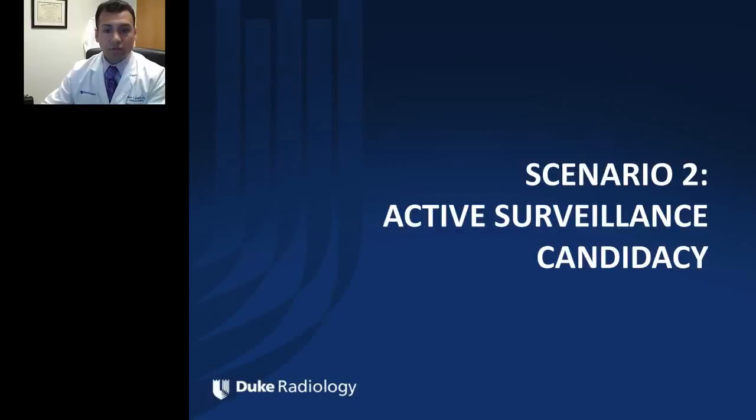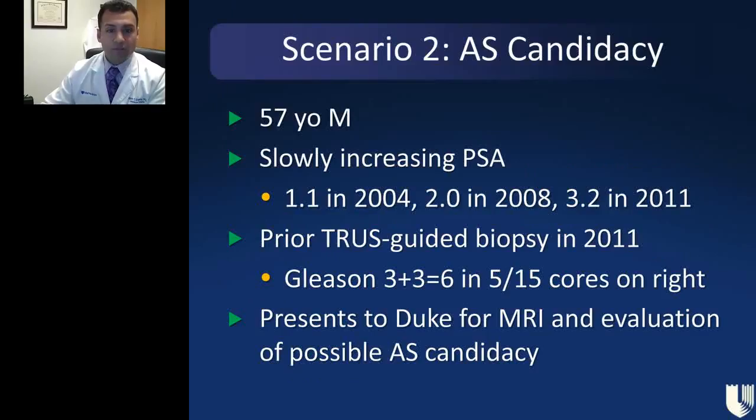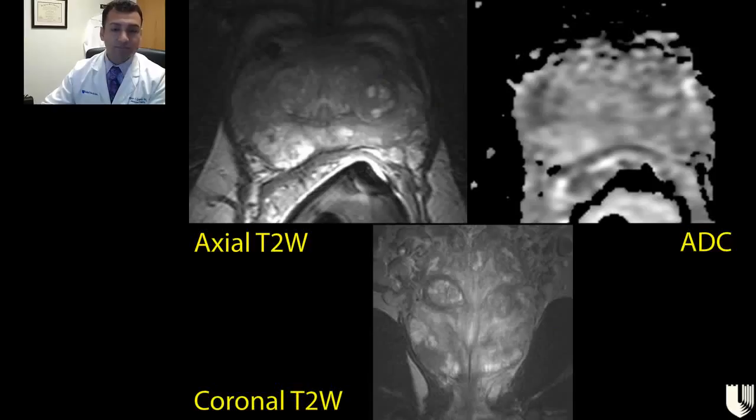The second scenario we'll talk about is active surveillance candidacy. This is a patient who is 57 years old with a very different PSA trajectory than our last patient: 1.1 in 2004 to 3.2 in 2011. He did have a prior TRUS-guided biopsy which showed 5 out of 15 cores positive for Gleason 6 tumor, no Gleason 4 components, on the right. He presented to Duke for an mpMRI and evaluation of being an active surveillance candidate.